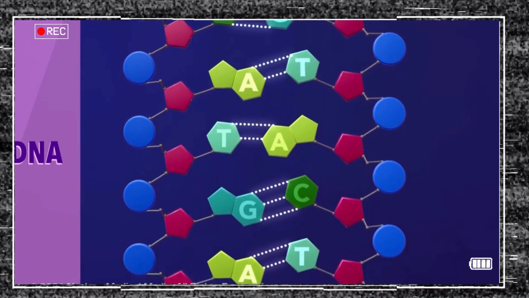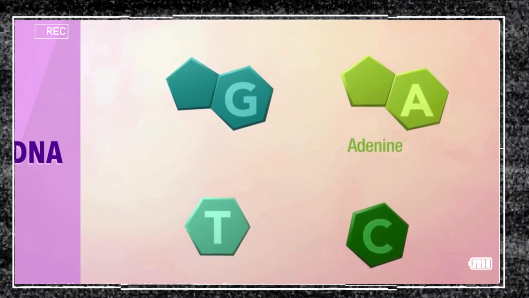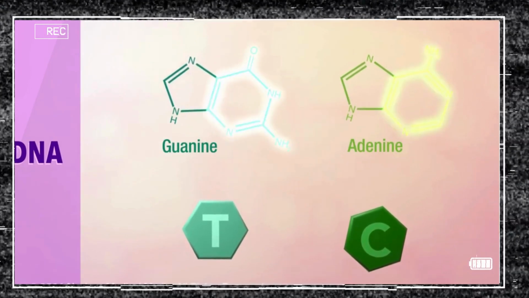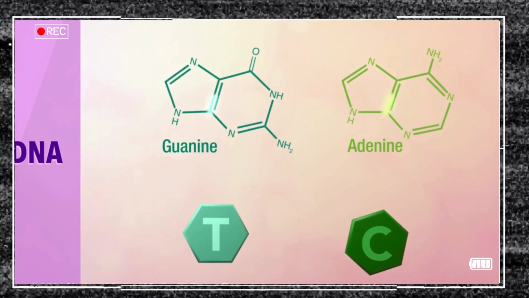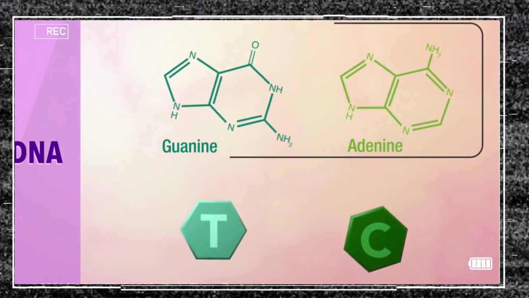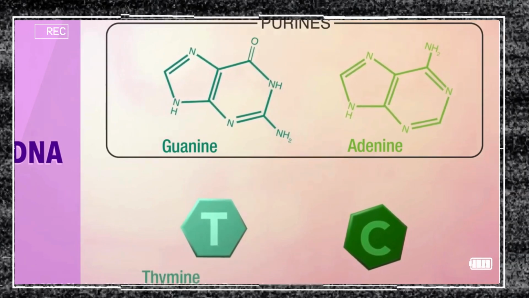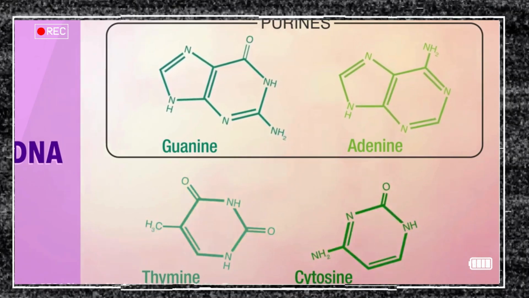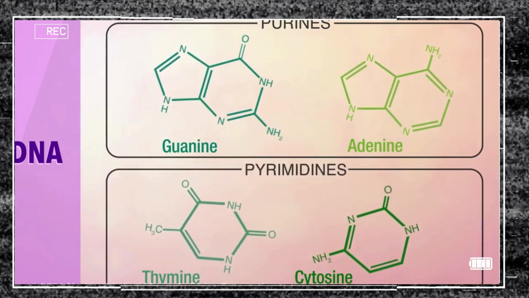Scientists classify nitrogenous bases according to the shape of their molecules. Adenine and guanine both have a double ring structure containing a 6-membered and a 5-membered nitrogen-containing ring fused together. These types of ring structures are chemically classified as purines. But thymine and cytosine both only have a single 6-membered nitrogen-containing ring shape, so they are chemically classified as pyrimidines.